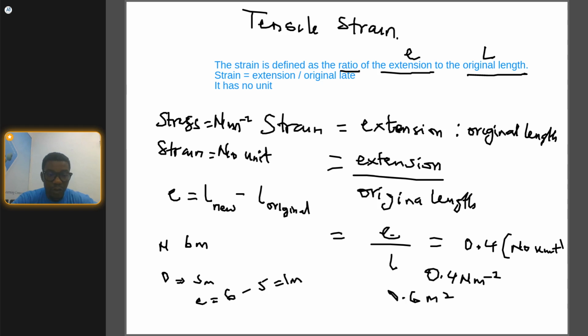Let's consider the Young modulus. Permit me to wipe the board, but before that, please take a screenshot of this before we wipe the board, so you have a note to actually revise later.